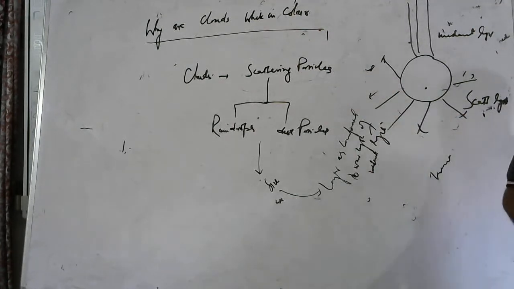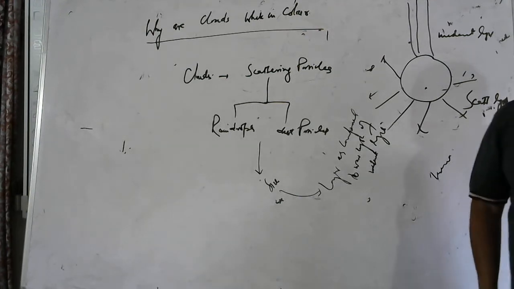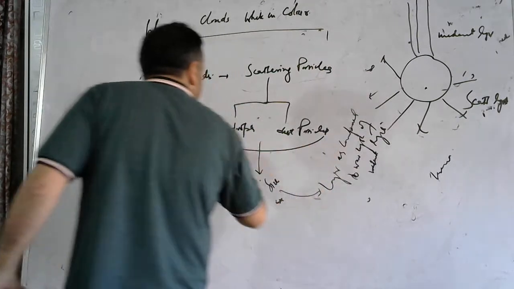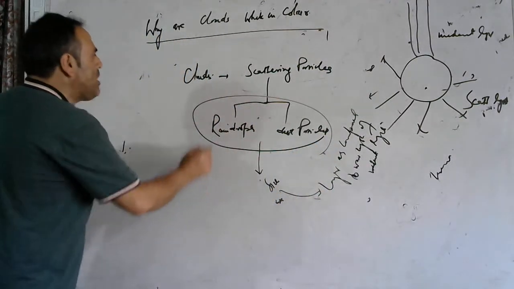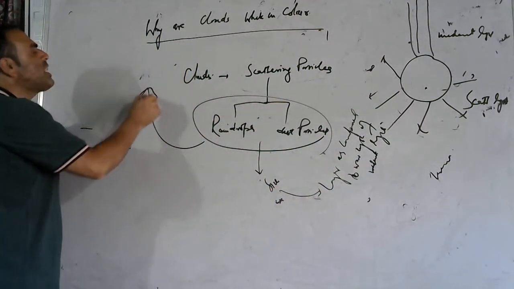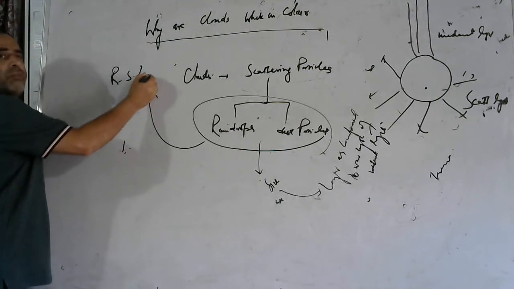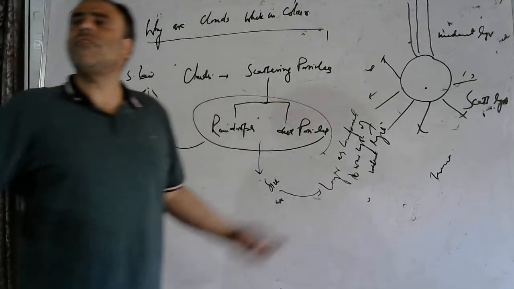The particles present in the clouds, such as raindrops and dust particles, are very large in size compared to the wavelength of light. Therefore, these dust particles and raindrops present in the clouds do not scatter the light as per Rayleigh scattering law, where different colors suffer different scattering.